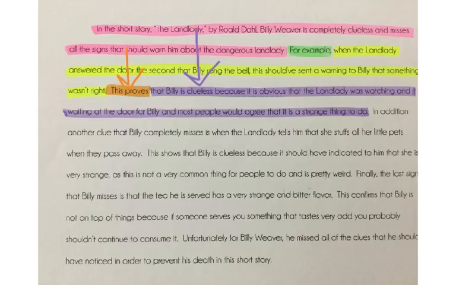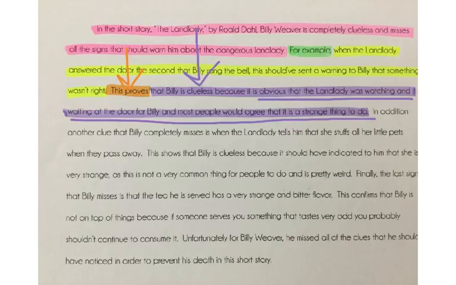Remember, my commentary sentence is going to explain my evidence. So, in my evidence, I stated that there was a time when Billy rang the doorbell and the landlady came to the door way too quickly. Well, why is that strange? This is what your commentary sentence needs to prove. And I decided to say that it was very obvious that the landlady was watching Billy and waiting for him. And most people would agree that this is a red flag. This is a strange thing to do, and it should have indicated to Billy that something was in fact wrong or strange.